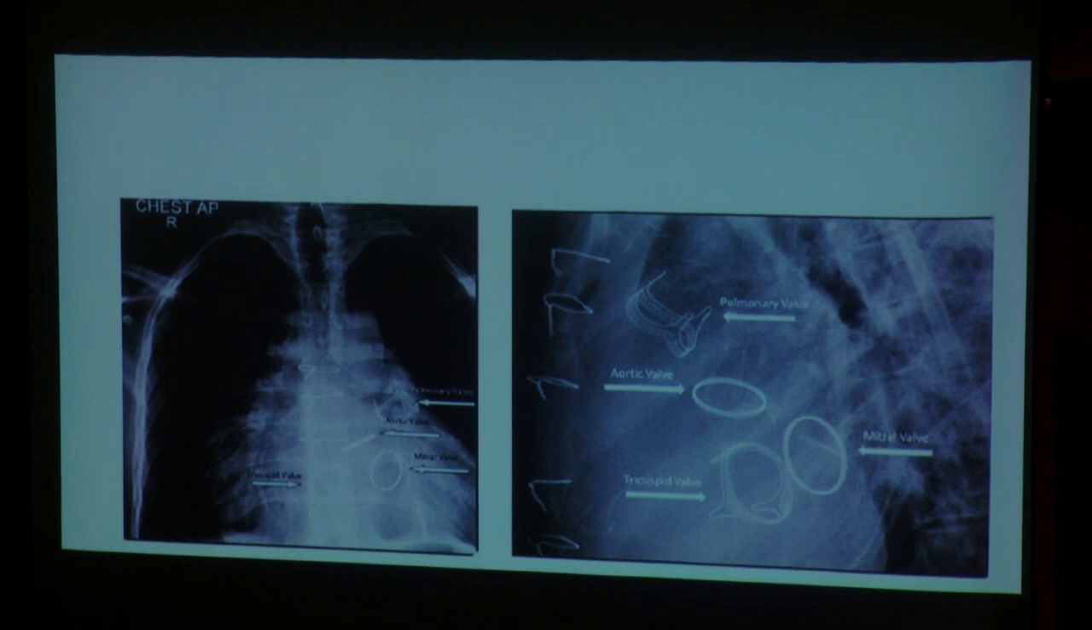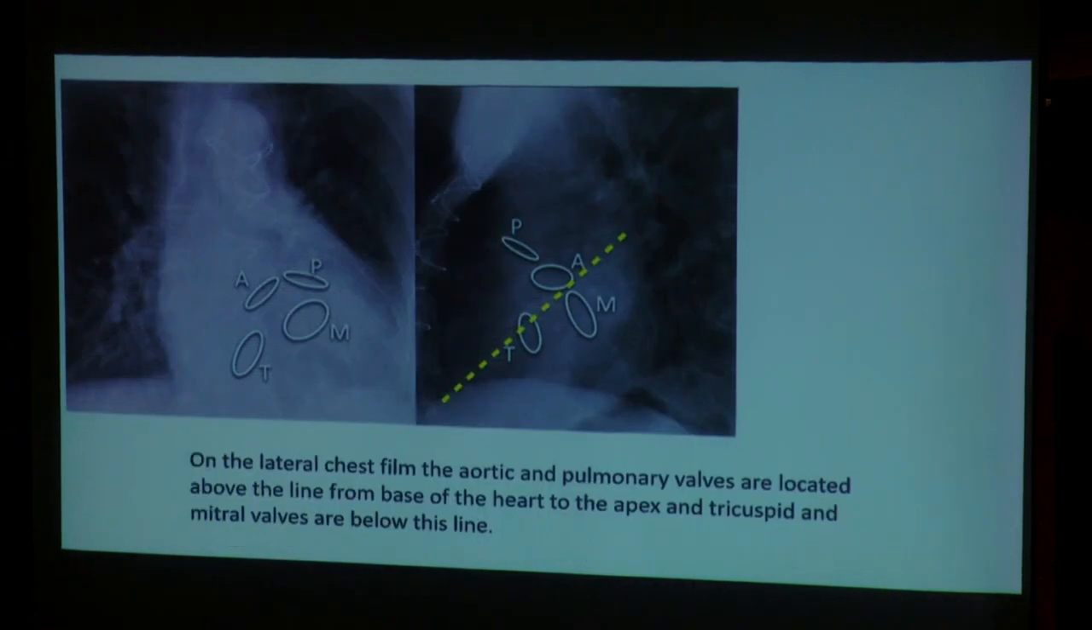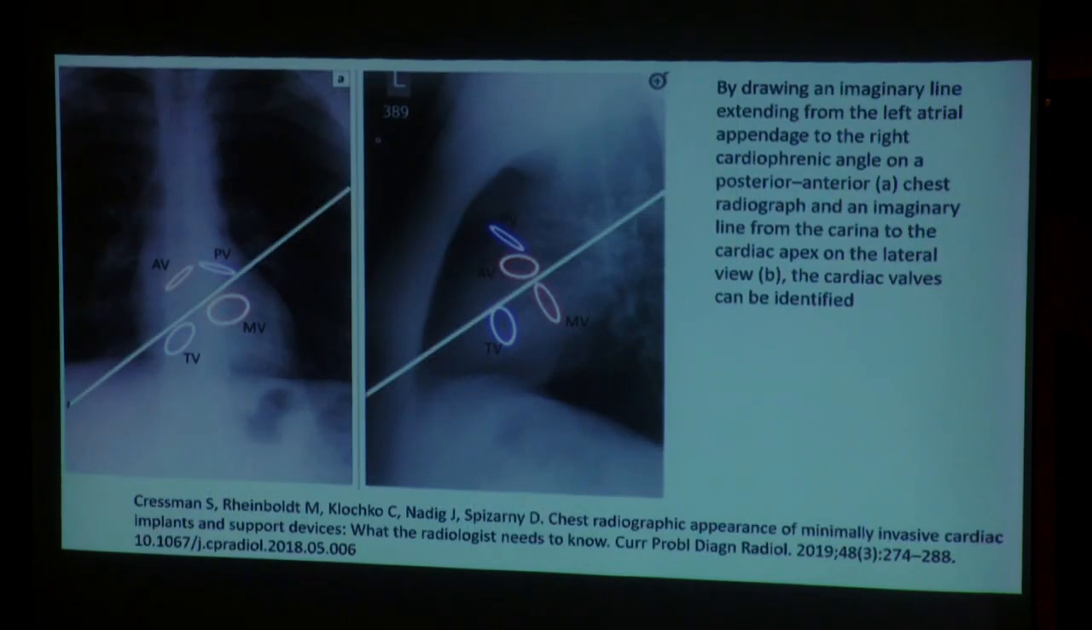Okay, the topmost one is the pulmonary one: pulmonary, aortic, mitral, and tricuspid. How do you identify them? On a lateral view, draw a line from the carina to the cardiac apex, and on a frontal film, draw a line from the left atrial appendage towards the right cardiophrenic angle.